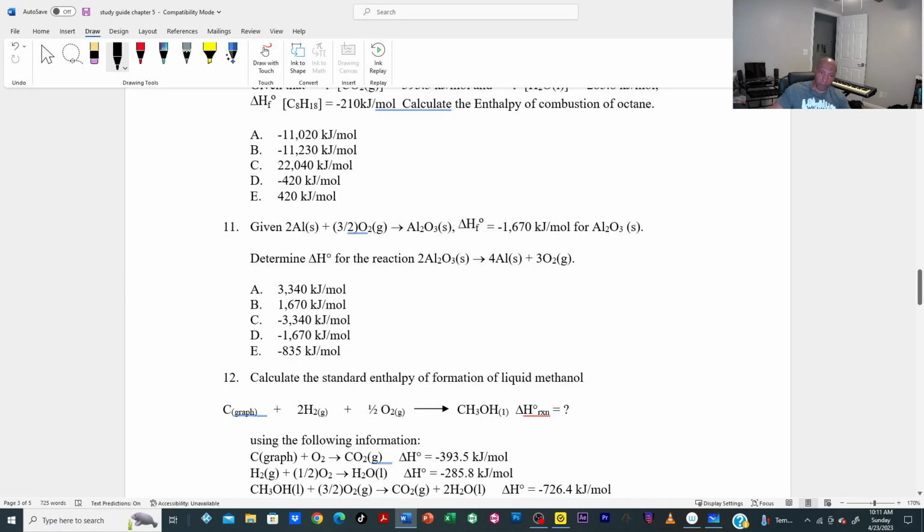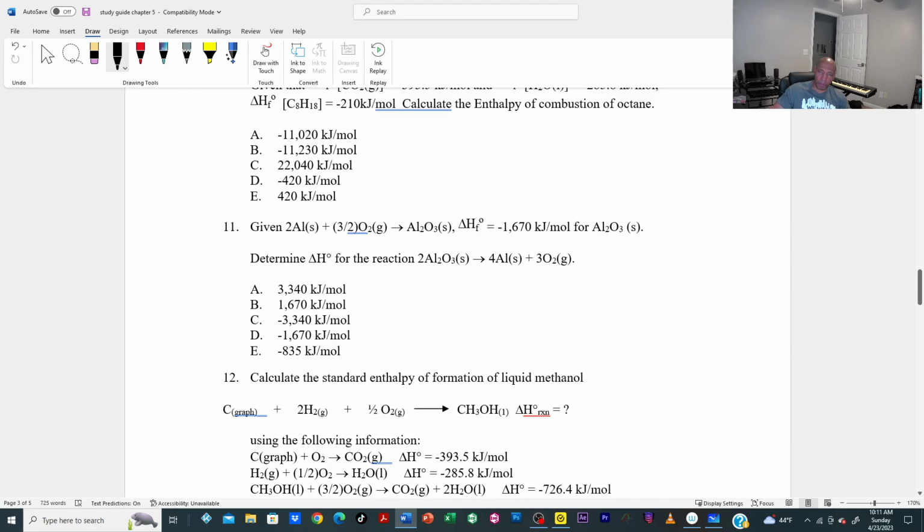I took 2 moles of aluminum plus 3/2 moles of O2, resulting in 1 mole of aluminum oxide. In this reaction, I started with 2 moles of aluminum oxide, and I ended up with 4 moles of aluminum and 3 moles of O2. So it's obvious that I flipped the reaction around. I made my reactants products and my products reactants. So I know I'm going to have to change the sign on this enthalpy, so it's going to be a positive 1,670.